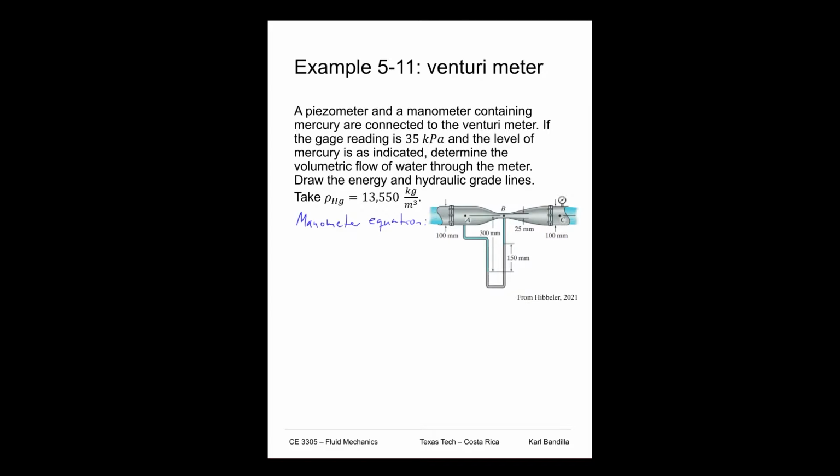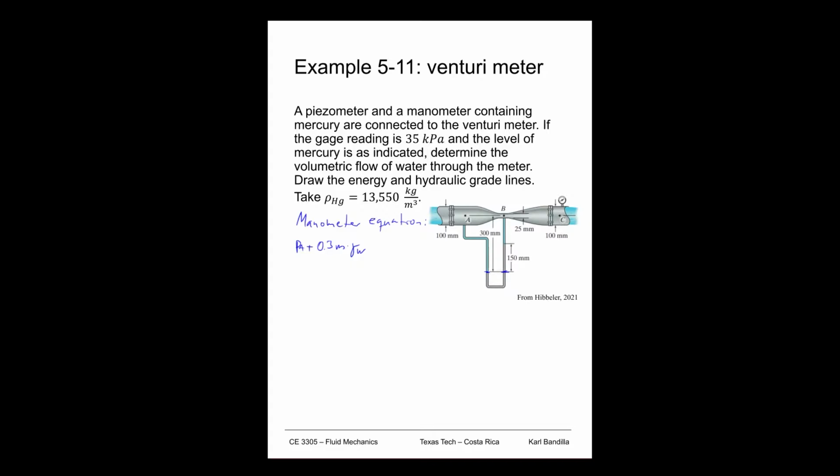All right, so we start at point A, so we've got the pressure at A. Then we go downward along our little tube down to where we switch from water to mercury. So that's a height of 300 millimeters. We're going downward, so positive 0.3 meters times gamma water. So that gets us to this point, which means we're at the same pressure at this point.